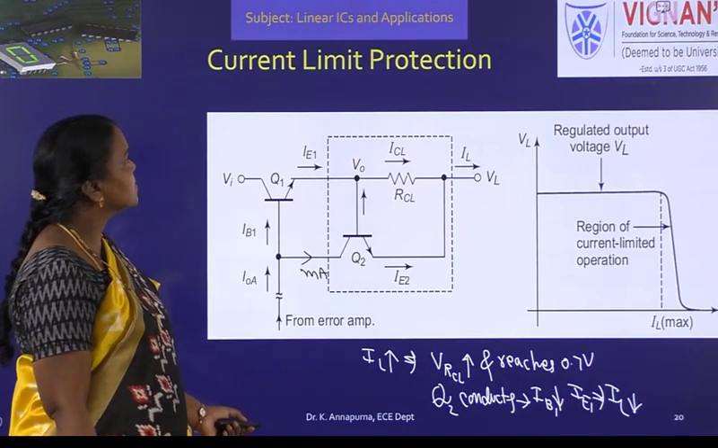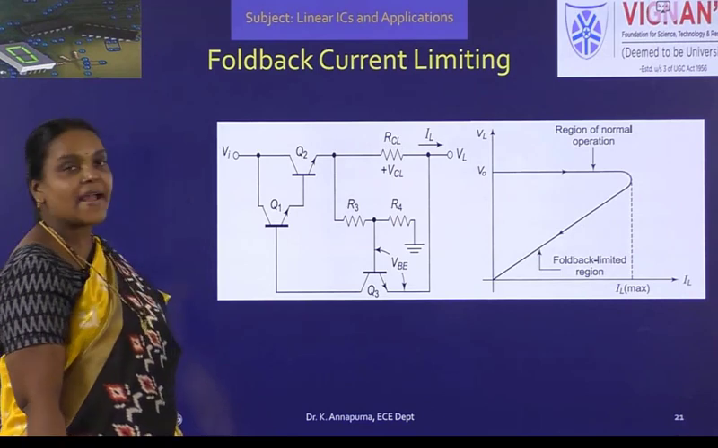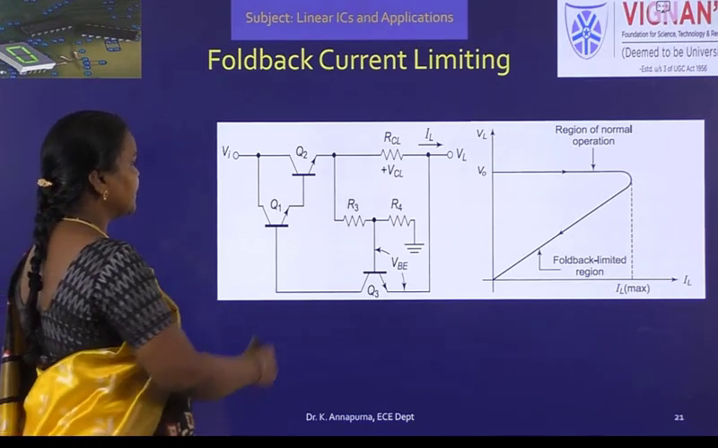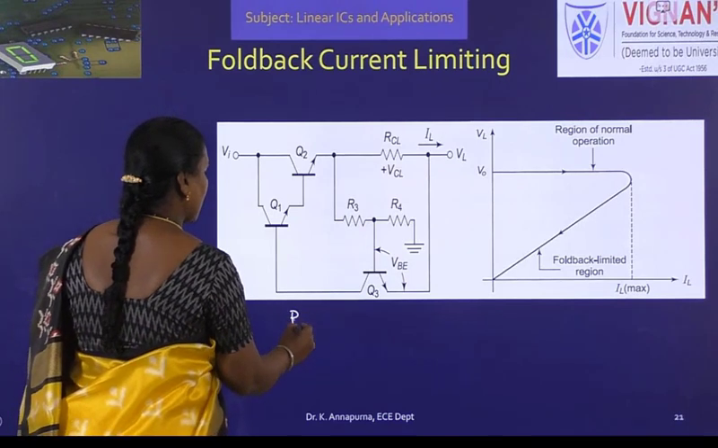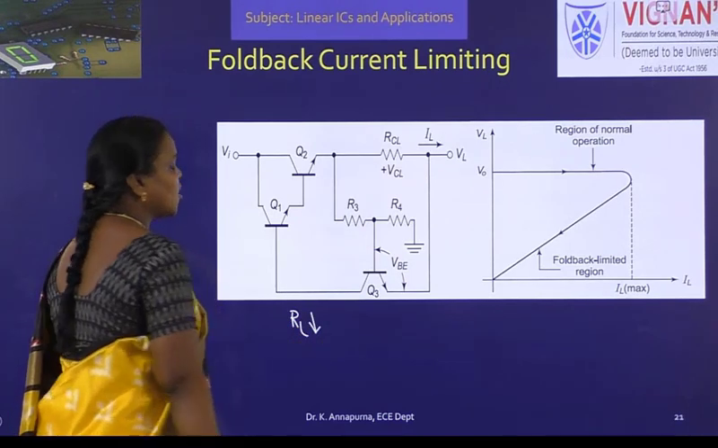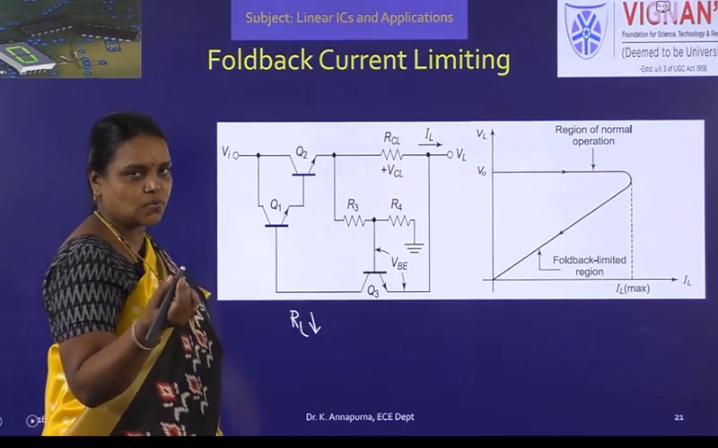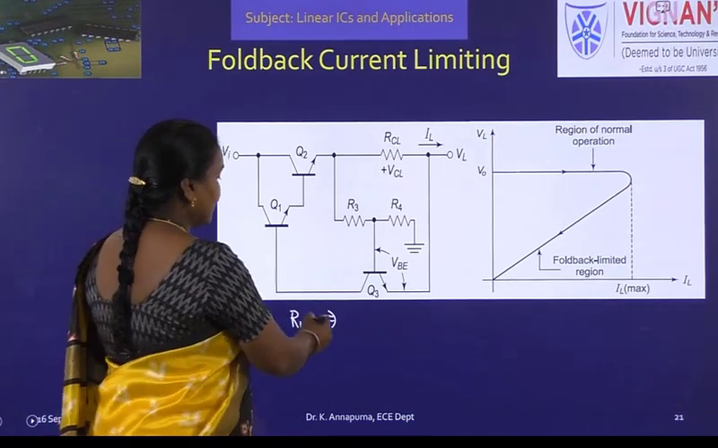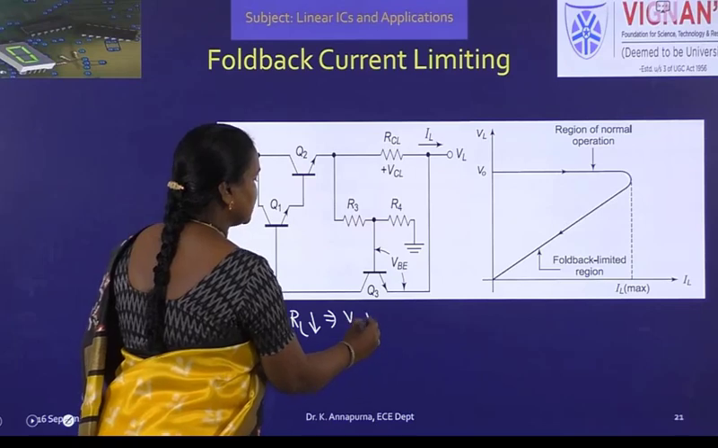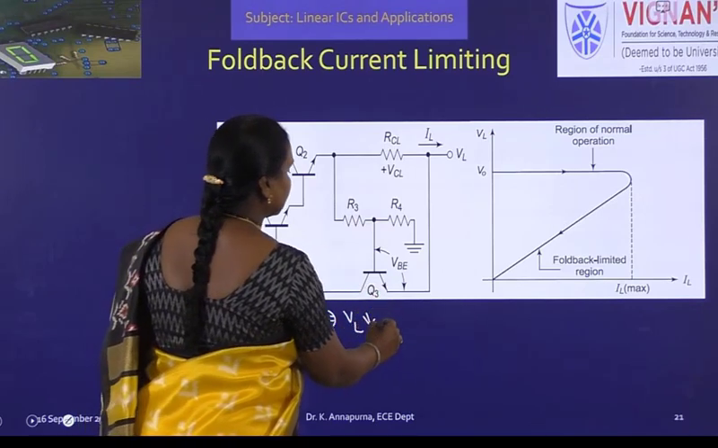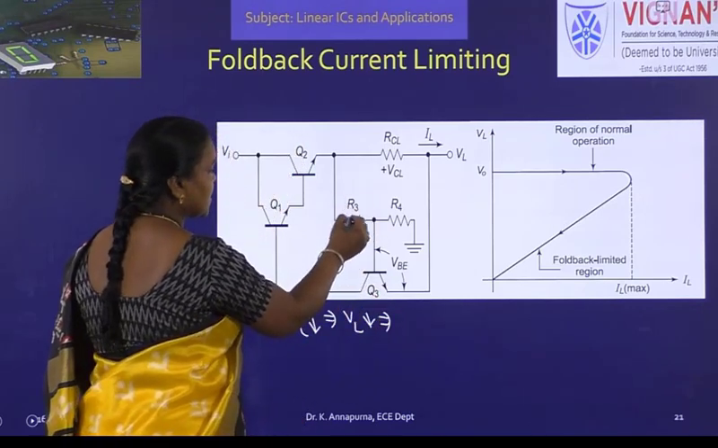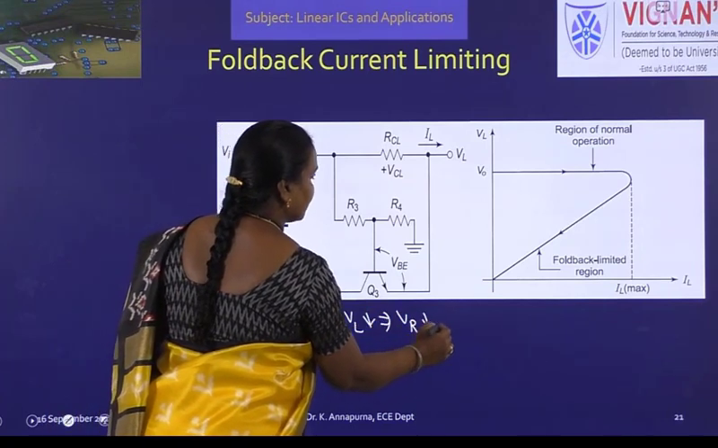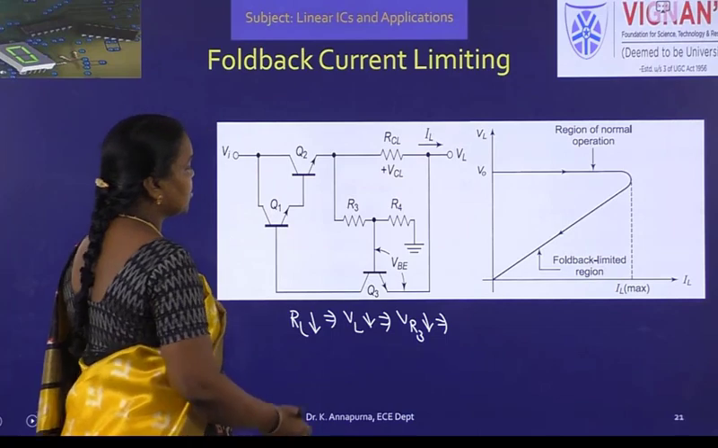And the next one is foldback current limiting. So in foldback current limiting, if RL decreases, short circuit means when RL becomes 0. Suppose RL decreases, what happens? If RL decreases, VL decreases. So VL decreases means the drop across R3 will decrease. If the drop across R3 decreases, what happens?